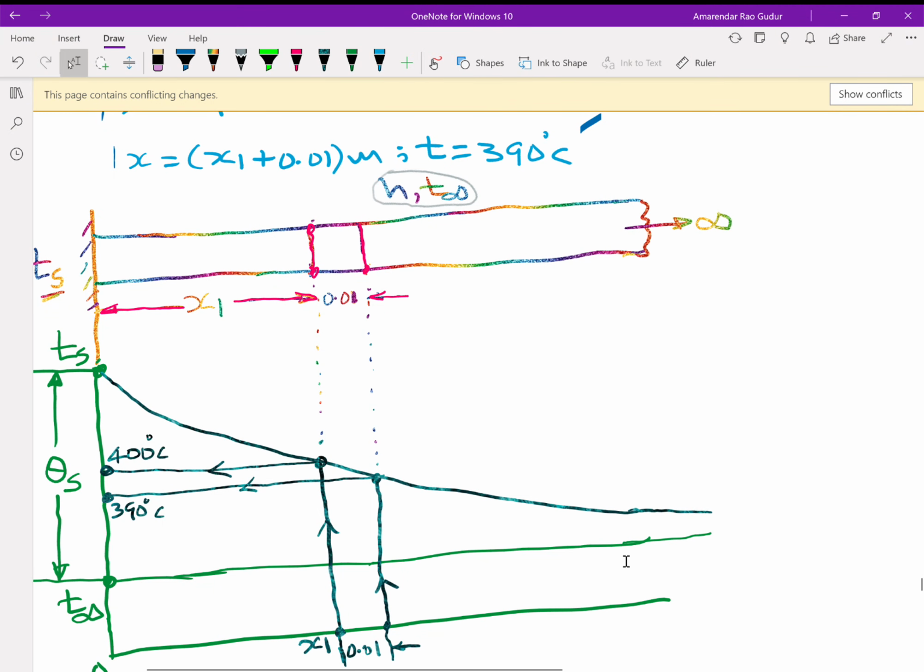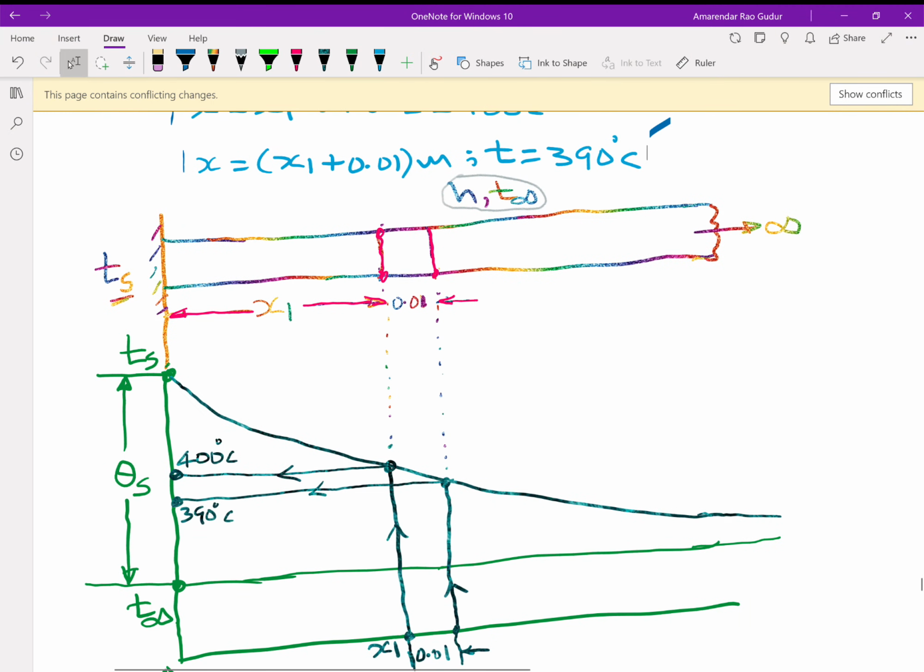So the data is something like this. We have the long fin attached to a surface at TS. And fin has a circular cross section exposed to a medium of H comma T infinity. At x is equal to x1, temperature is 400 in fact. At x is equal to x1 plus 0.01, it is 390. Then find the value of K. So you need to calculate the slope. That is the meaning of it. At what rate the temperature is dropping, that has to be estimated.